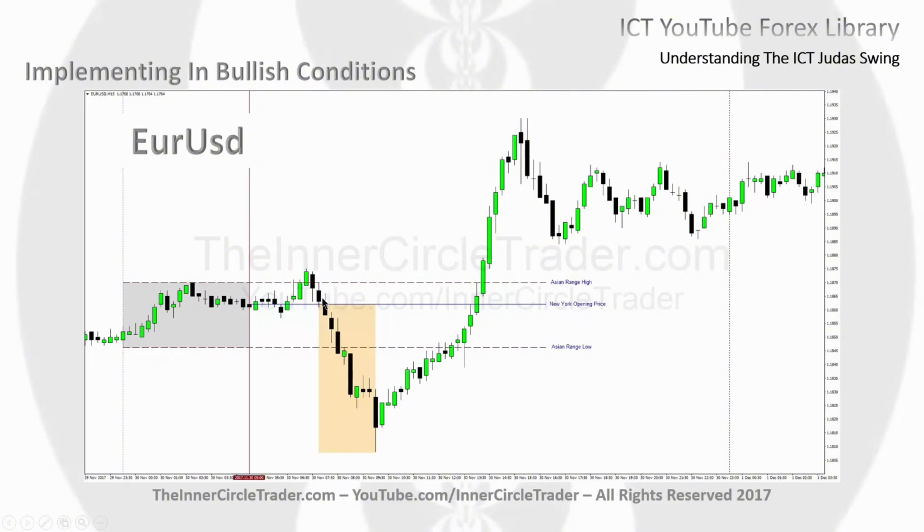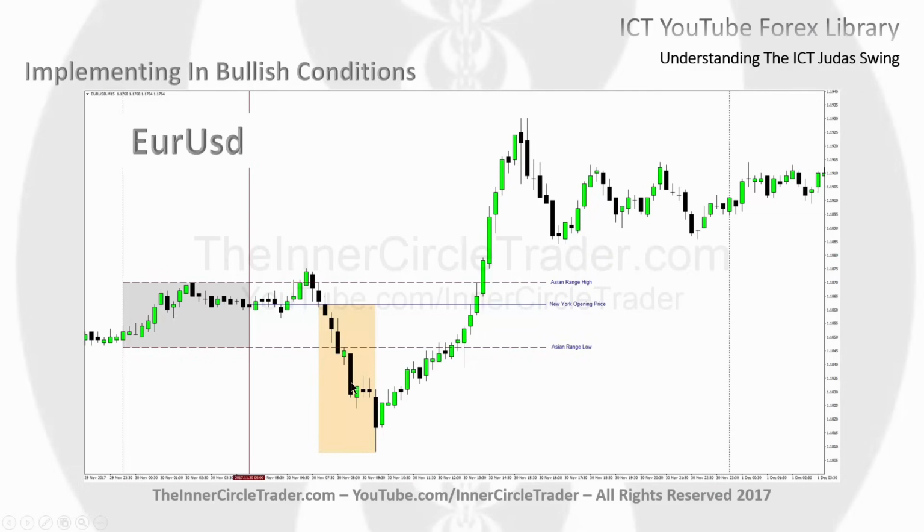And then we anticipate a move below the opening price. Preferably, we want to see it trade below the Asian range low. If you were to trade just below that Asian range low as an entry and use a respectable amount of pips in terms of a stop, it might get you into a pretty good trade.